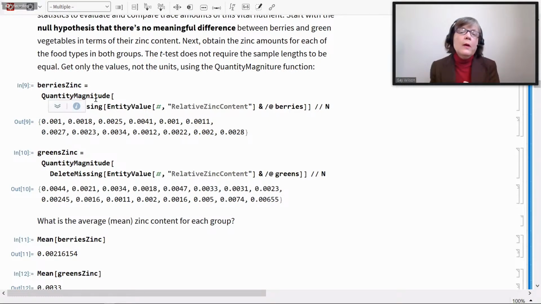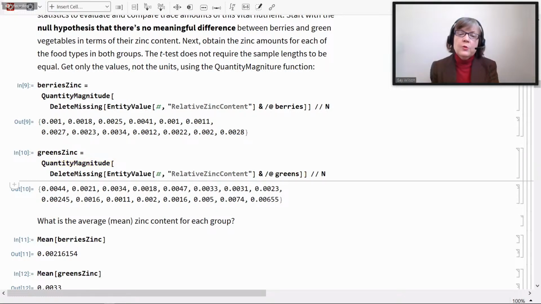I'm also going to use the quantity magnitude function, which you'll find very helpful in the Wolfram language, because it pulls out my milligrams, since these are milligrams per gram of berries and milligrams per gram of greens. But we don't want that because we're going to want to do some visualization, so we want to pull our units out. By using the quantity magnitude function, that takes those milligrams out so we can do some visualizations, some charting. As you can see, I've basically just run these functions and pulled the actual data for relative zinc content in berries and greens.